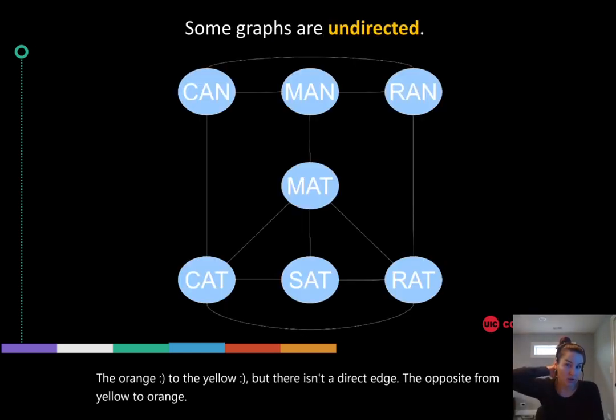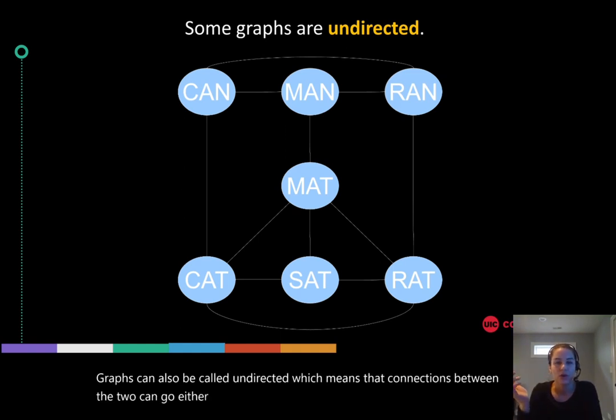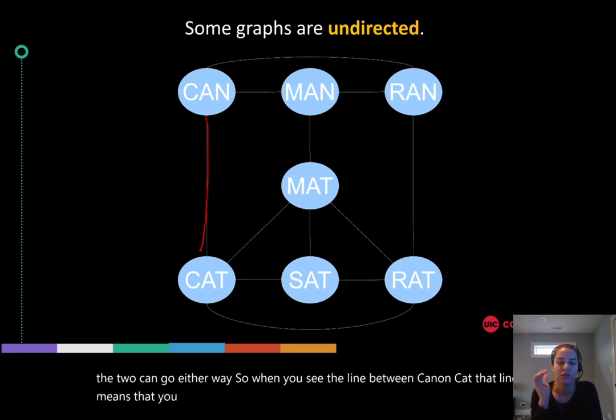Graphs can also be called undirected, which means that connections between the two can go either way. So when you see the line between can and cat, that line means that you can go from can to cat or from cat to can.